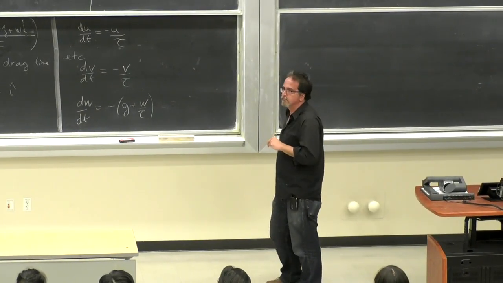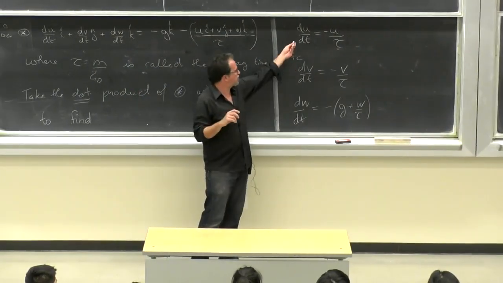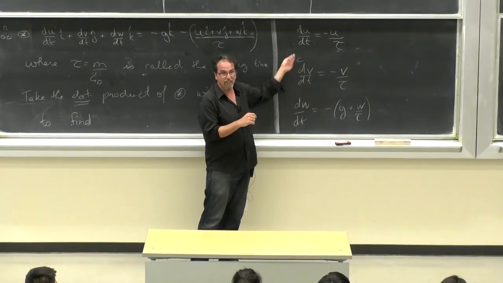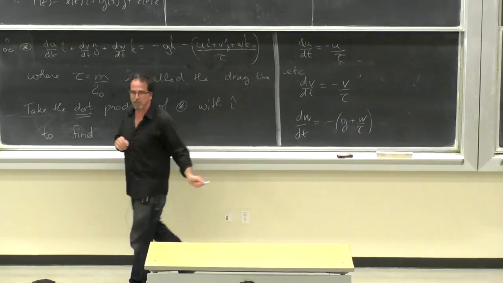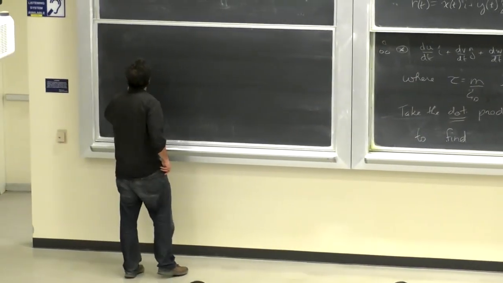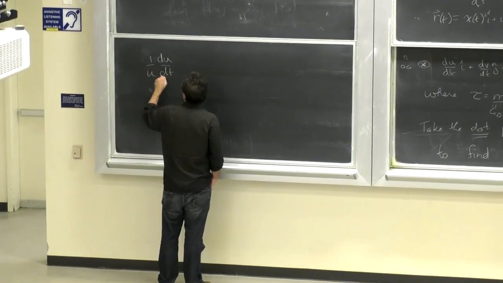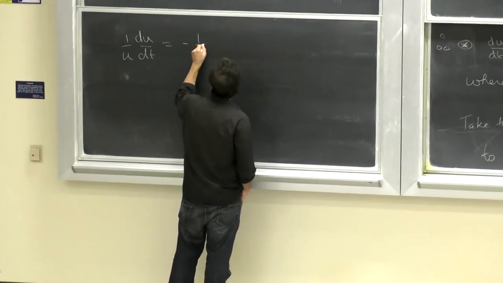Okay. Let's solve this equation. By the way, if I can solve this equation, I can solve this equation, right? They're effectively the same equation. It's just with u replaced with v. So what am I going to do? That's a differential equation. I'm going to write du dt times 1 over u is equal to negative 1 over tau.